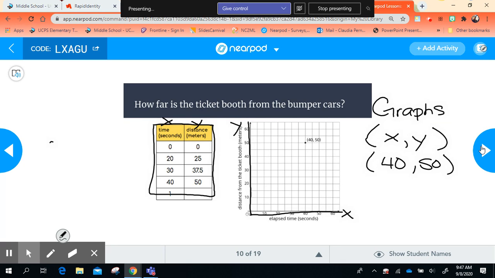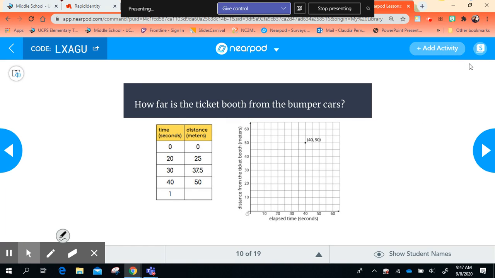Okay, so our next question says, how far is the ticket booth from the bumper cars? Let's check it out. We said X and Y. We have time and distance. So distance from the ticket booth. Do we have enough information right now to know how far the ticket booth is from the bumper cars? Do we even know where the bumper cars are? No, right? So we can't figure that out right now.